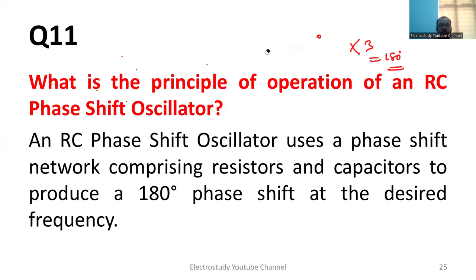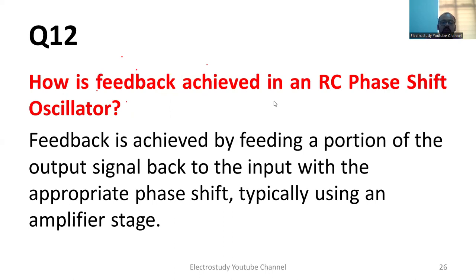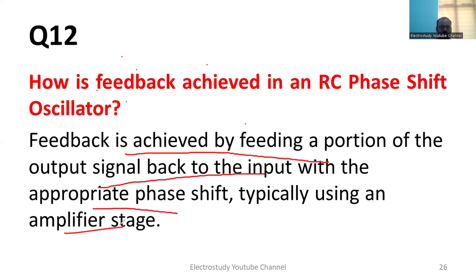Please make a note of this. You may get a question related to how it is getting a 180-degree phase shift. Please justify. How is the feedback achieved in the RC phase shift oscillator? Is it positive feedback or negative feedback? So that you have to justify. Feedback is achieved by feeding a portion of the output signal back to the input with appropriate phase shift, typically using an amplifier stage. So that is the way we provide the feedback in the RC phase shift oscillator.